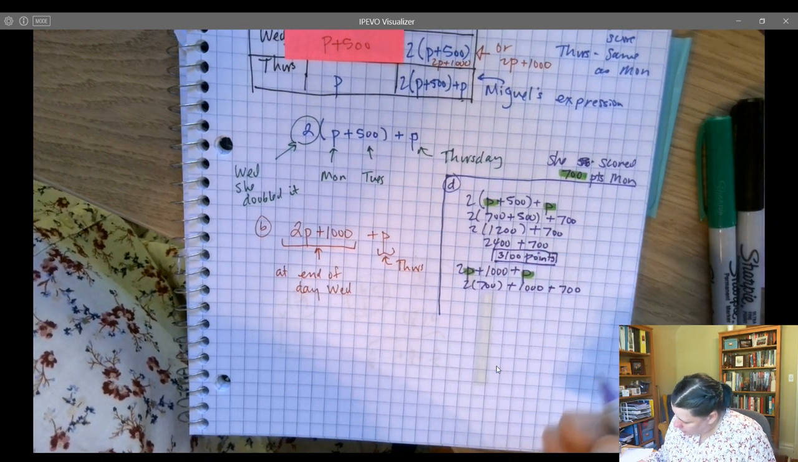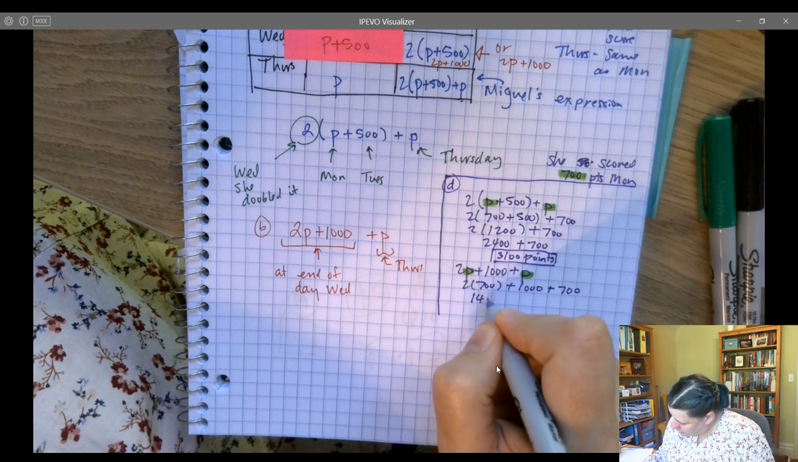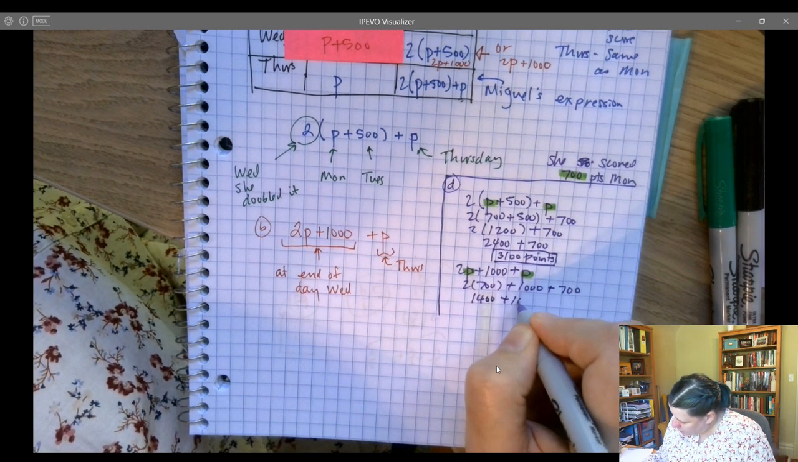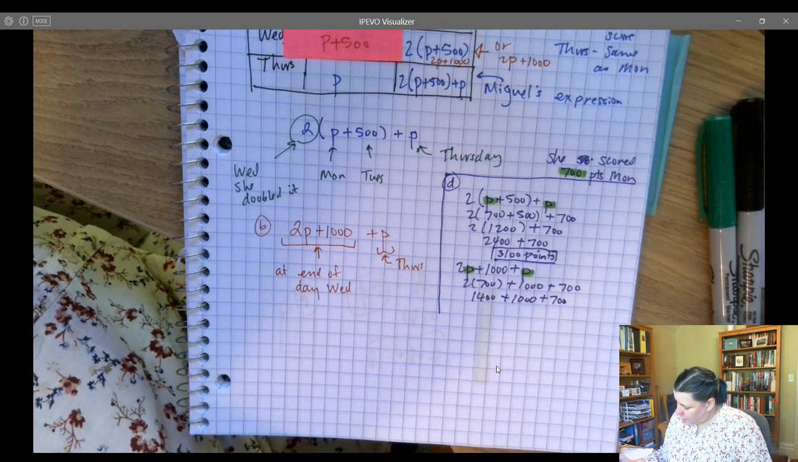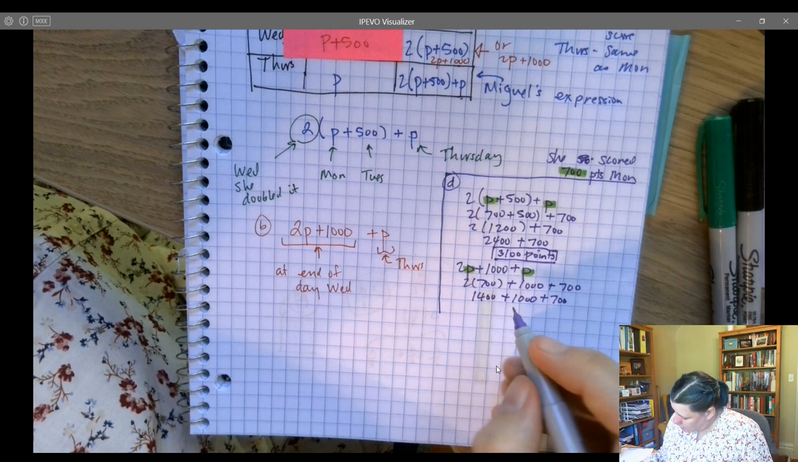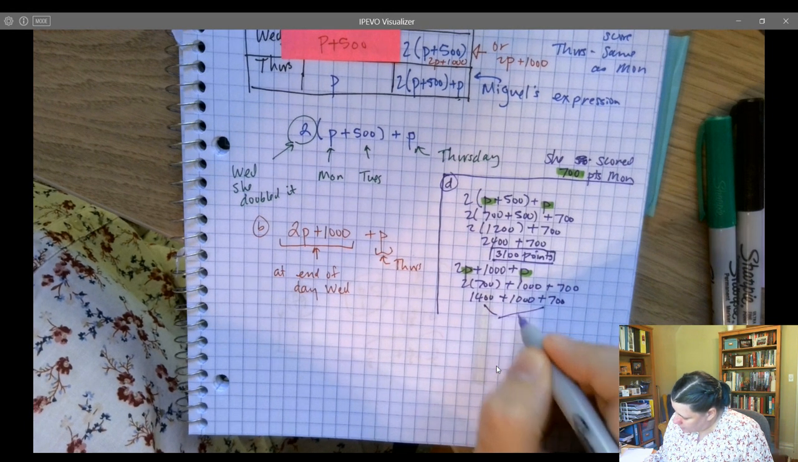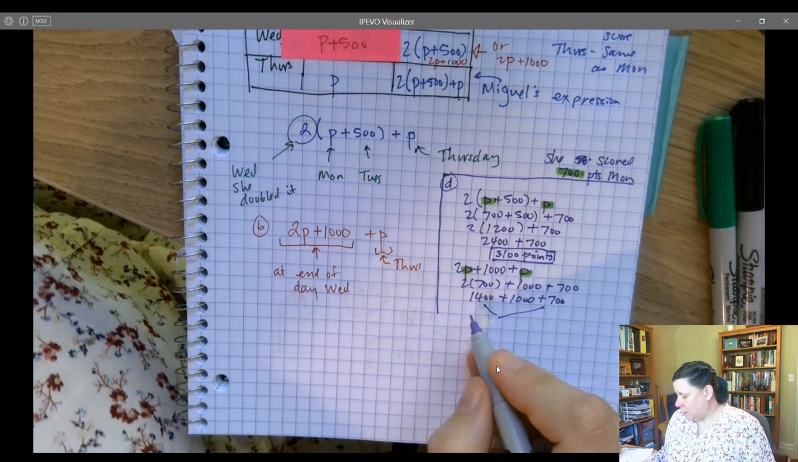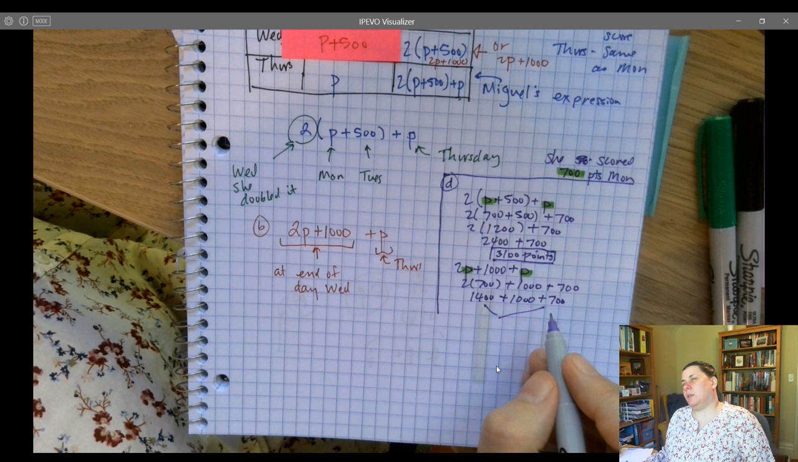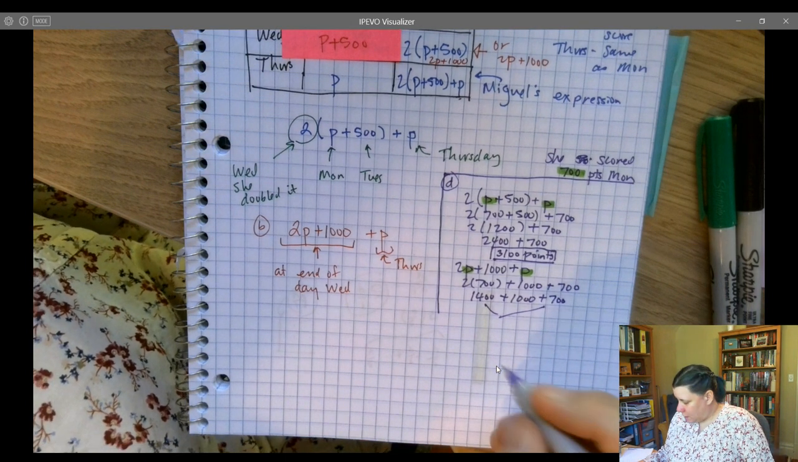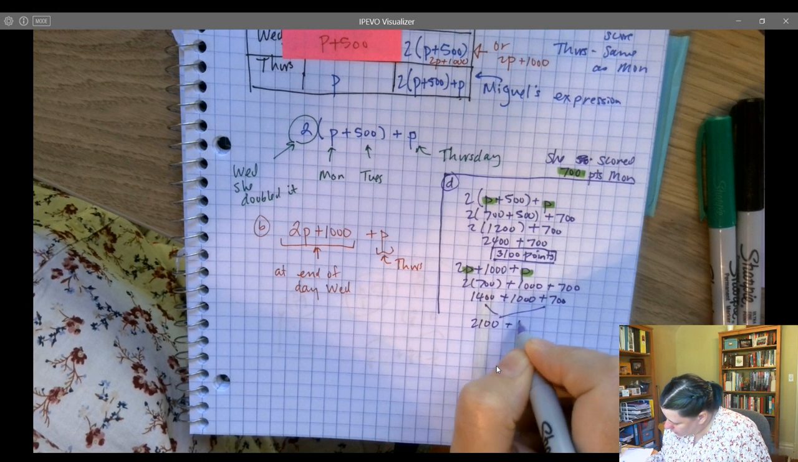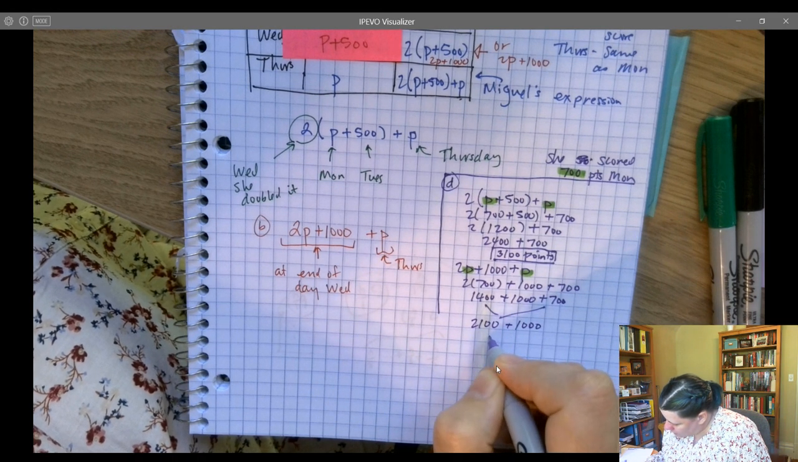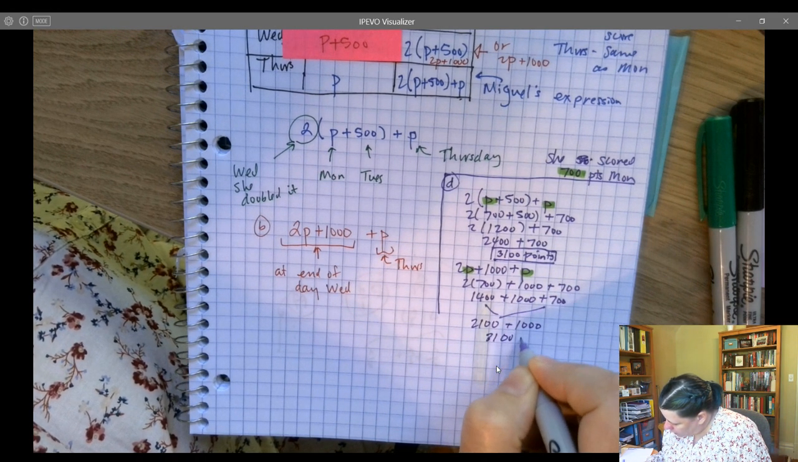If we do the same thing here, 2 times 700 plus 1,000 plus another 700, we get 1,400 plus 1,000 plus 700. Add these numbers any way that makes sense to you. I'm going to do these ones next because adding 1,000 is easy. 14 and 7, 13 and 7 is 20, so 14 and 7 is 21. So 2,100 plus 1,000, which is 3,100 points.